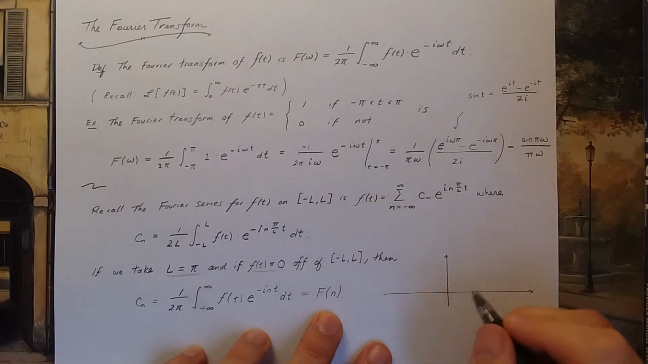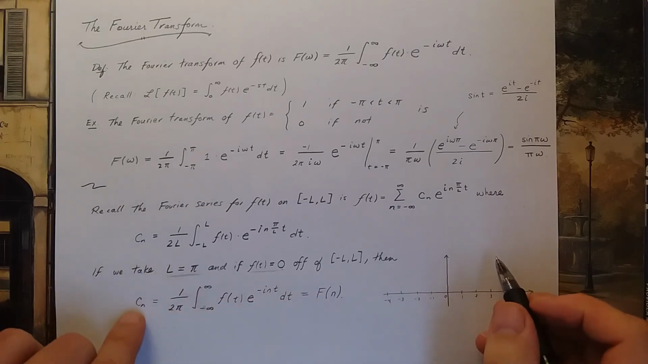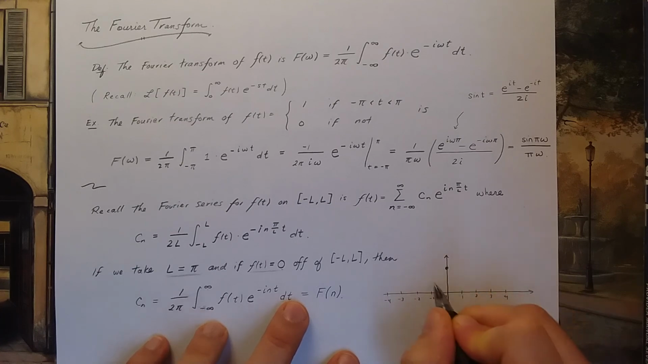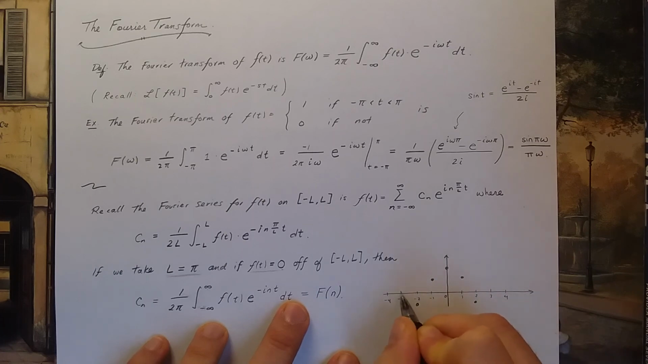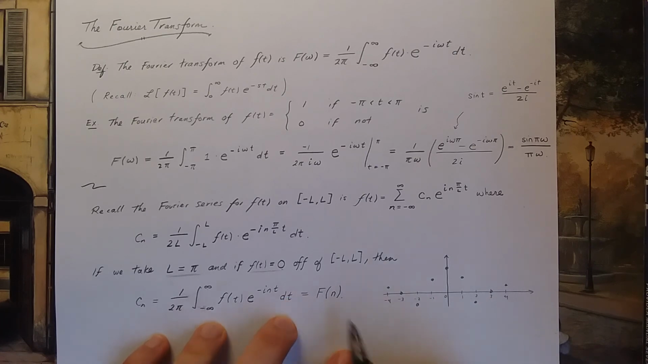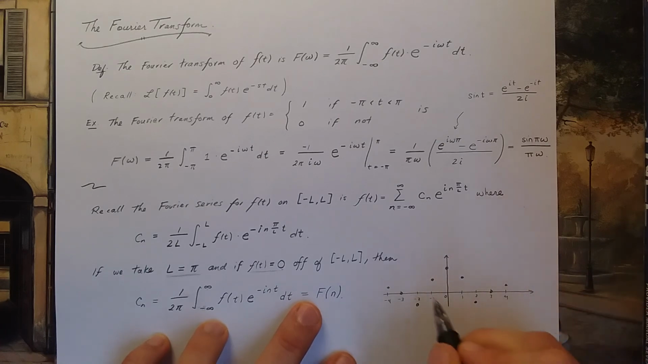So for each integer value, 0, 1, 2, 3, 4, even negative values, negative 1, negative 2, negative 3, negative 4, for each integer, I have a coefficient in the Fourier series. So maybe the coefficients look like this. The Fourier transform gives me a continuous function that passes through these values. So the Fourier transform might look something like this.